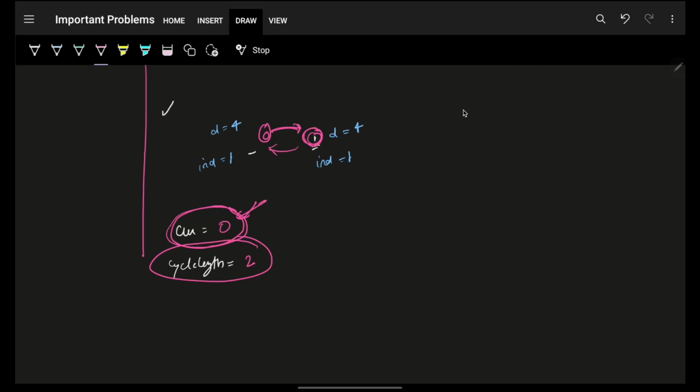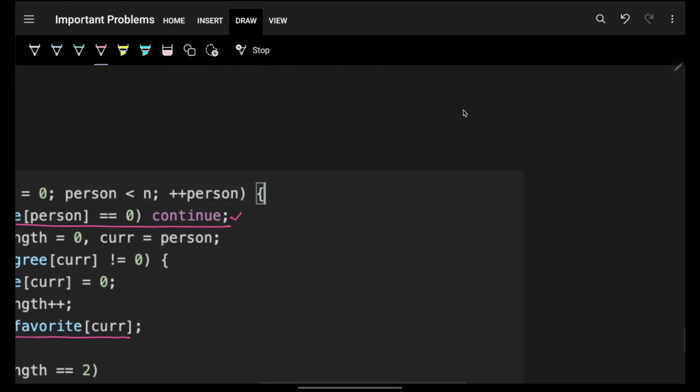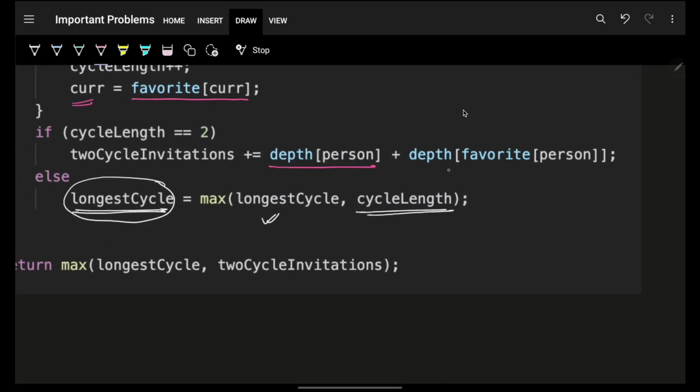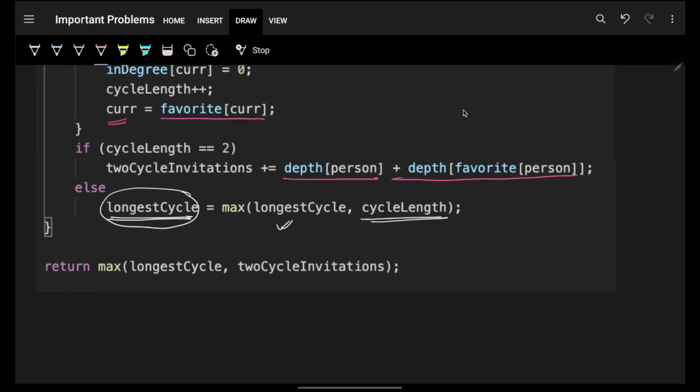Their extensions are represented by 4 and 4. What does this 4 mean? This 4 means I have 3 neighbors and 1 themselves. Again, this 4 means I have 3 persons and themselves. So I should technically add, if this is the person, this is his favorite person. So the person's depth and the favorite person's depth, I just simply add them.